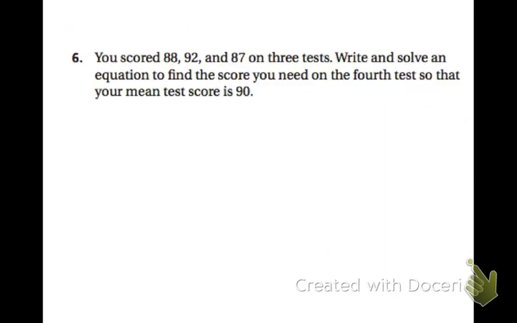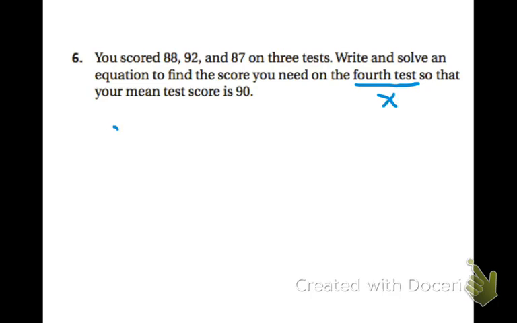So for this example, we're going to need to write and solve an equation to help us find what we need on that test to keep our average for test scores at a 90. So if you recall, when you compute an average, you're going to add up all the numbers and then divide by the number of numbers. So the first 3 tests, I got an 88, a 92, and an 87. Here's this 4th test, and we don't know what it is, so we'll call it an x.